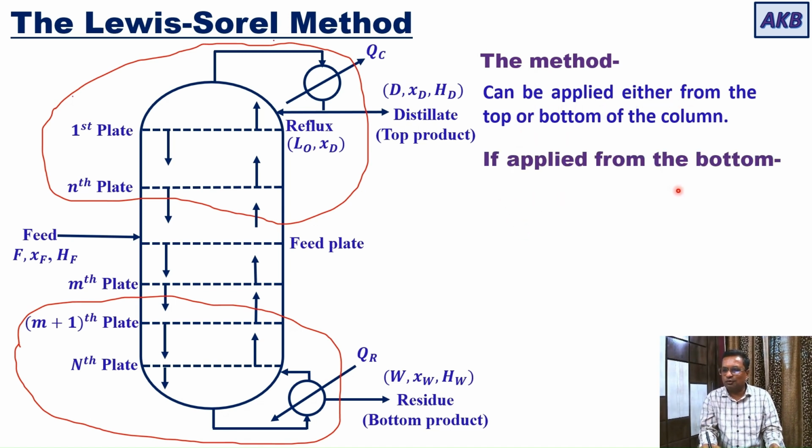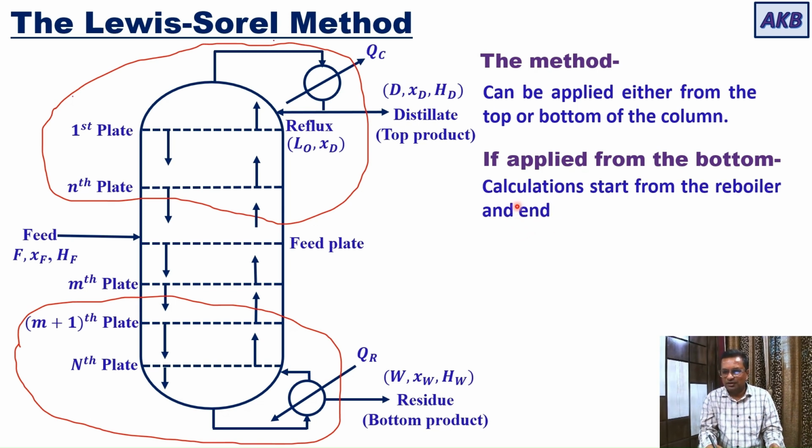If it is applied from the bottom, you will have to start the calculations from the reboiler, and these calculations will end with the condenser. So if the method is applied from the bottom, you are moving in this direction, your calculation will start at the reboiler and end at the condenser.